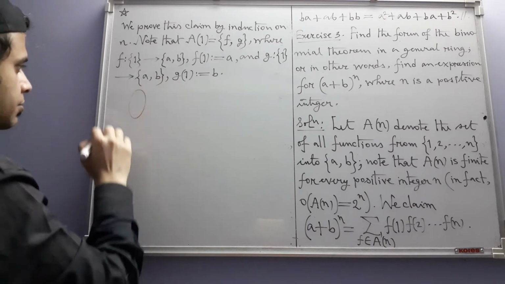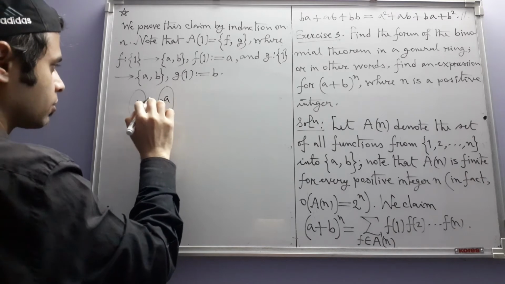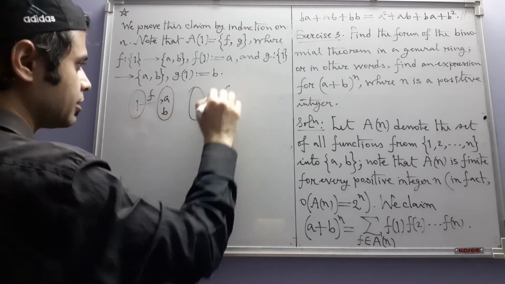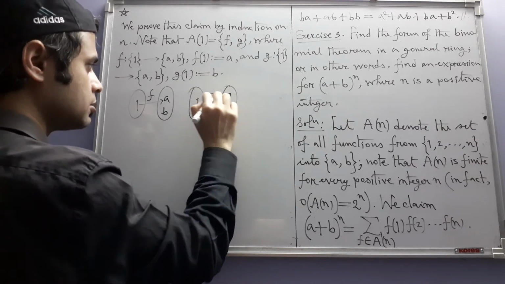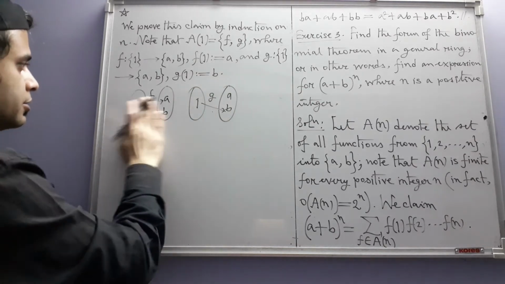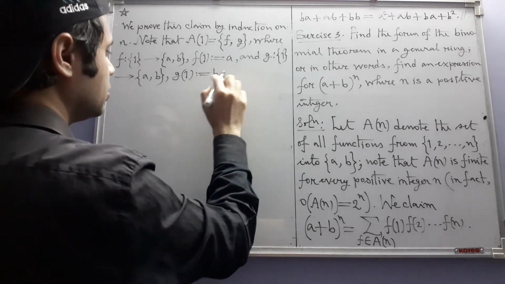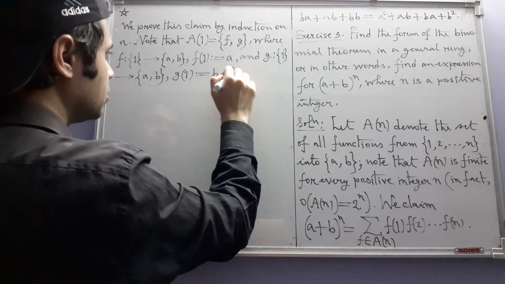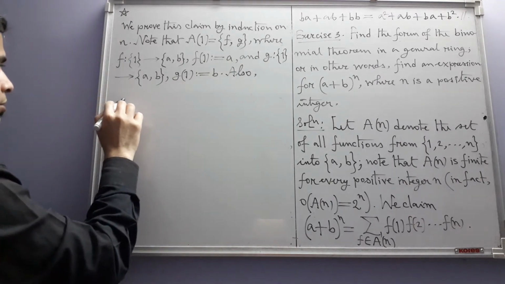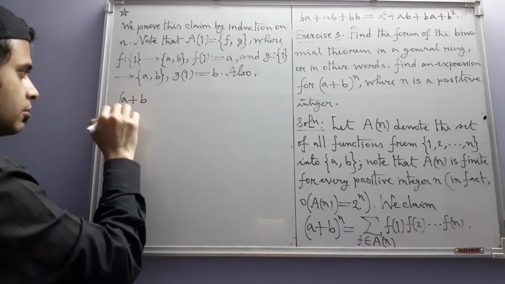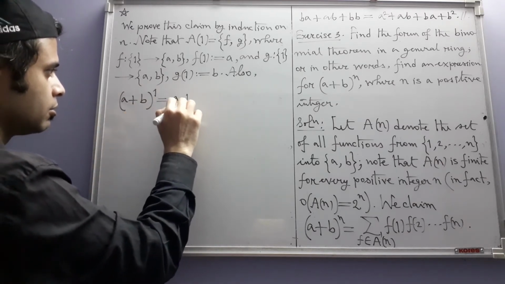There are only two possibilities in this case. One is this, this is f, and the other is this is g. Only two such functions. Okay. Also, a plus b whole to the power 1 is equal to a plus b.